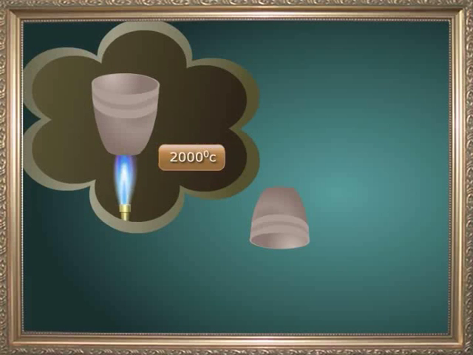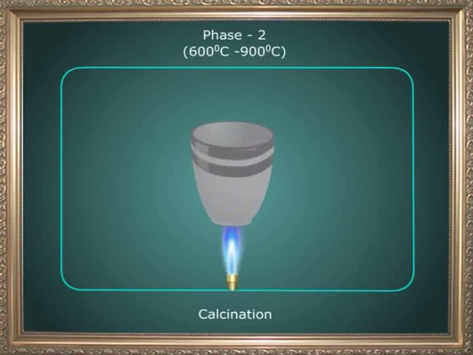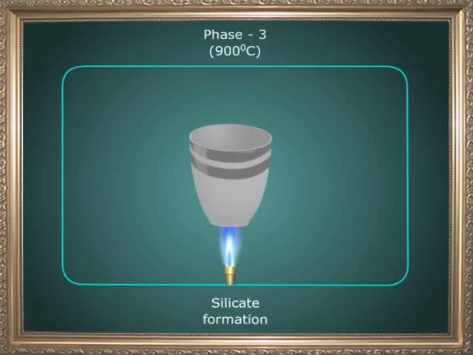This heating actually happens in phases. In the first phase, water is removed from the mixture when the mixture is heated between 150 and 600 degrees Celsius. Then, another process called calcination takes place between 600 and 900 degrees Celsius to liberate carbon dioxide. Finally, beyond 900 degrees Celsius, silicate formation takes place to form strong ceramic articles.